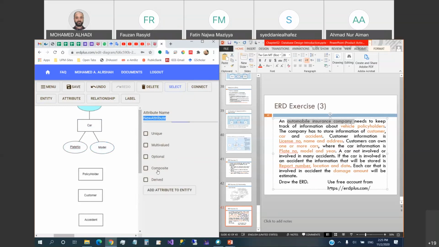Then the other attribute is called year. So is the year unique also? No. Not unique, not multi-valued, not optional, because the year is necessary, and it's not composite, it's not derived. Okay. So here we have three attributes based on the requirements of the company, because this scenario comes to us from the company.